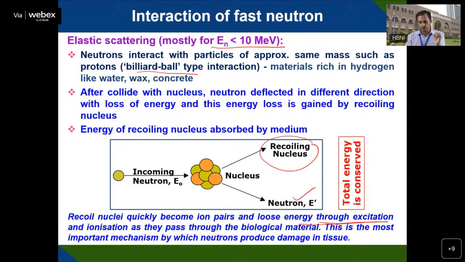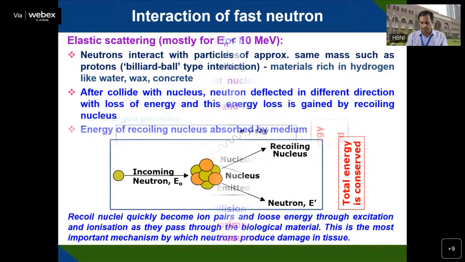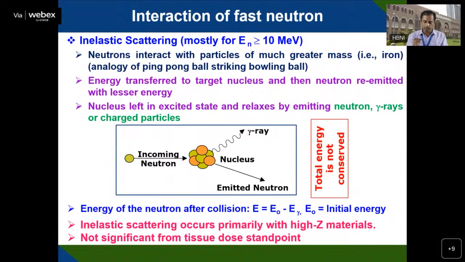In our body tissue, if you see some neutron fall, those are mainly hydrogenous materials. So that causes some tissue damage because of these fast neutron interactions. In addition to that elastic interaction, inelastic interaction is also possible. A neutron interacts with a particle of much greater mass, like iron or some heavier metal, steel. In that case, the interaction is inelastic. It is analogous to a ping pong ball striking a bowling ball. You can see two masses there, a small mass interacting with a heavy mass. In that case, energy is transferred to the target nucleus and the neutron is re-emitted with lesser energy.